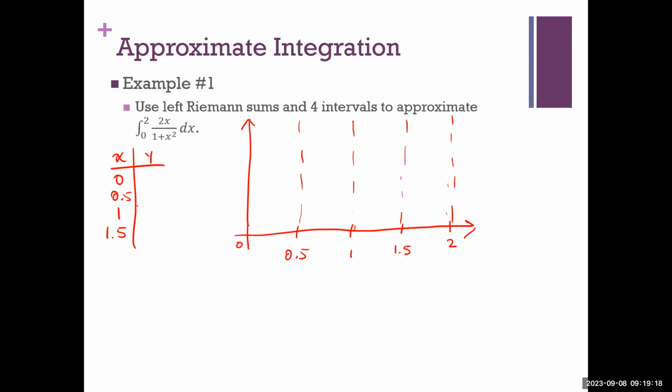When x is 0, what is y? 0. Okay. So first, let's put the points, and then we'll draw in the rectangles and the rest of the curve. If x is a half, what do I get? 0.8, I think. Okay. If x equals 1, y equals 1. And if x equals 1.5, that's 3 over.